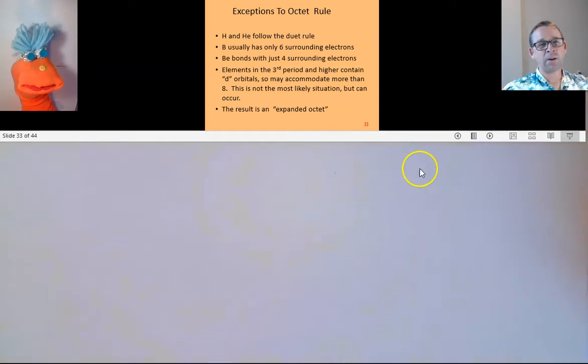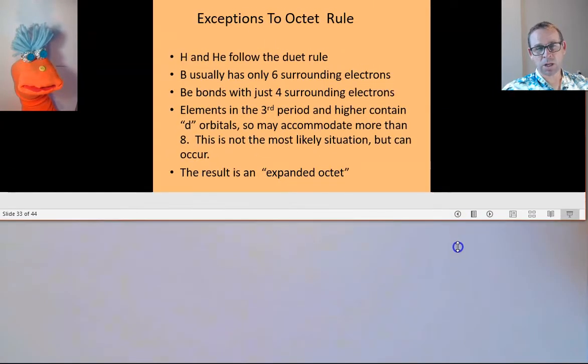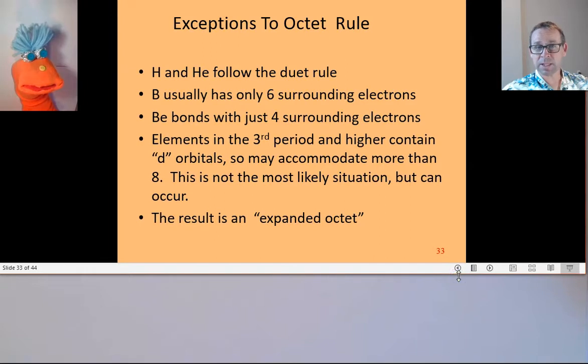All right, now there are some exceptions to the octet rule, meaning sometimes atoms will have more electrons available to them. Sometimes they'll have less, but that's usually just in the case of boron. So we don't talk a whole lot about that exception.